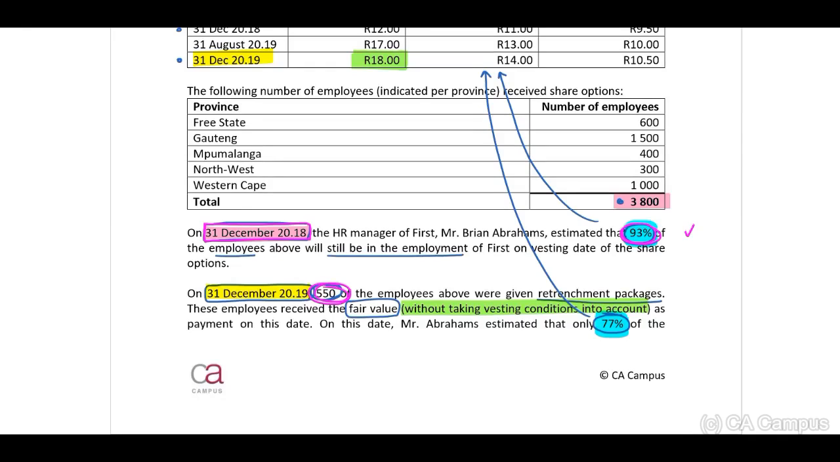Right. Then they indicate to us in the next sentence that 550 of the employees were retrenched at the end of 31 December 2019. Therefore, this is an early cancellation that we need to identify. This will be an accelerated vesting. Therefore, the remaining amount, guys, included in our share-based payment reserve, we will have to take out. We will debit our share-based payment reserve. And then on this date, they estimate that 77% of the employees will be in service.